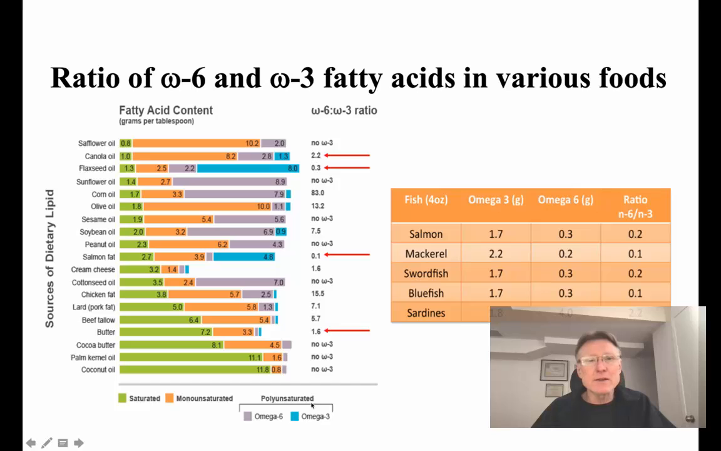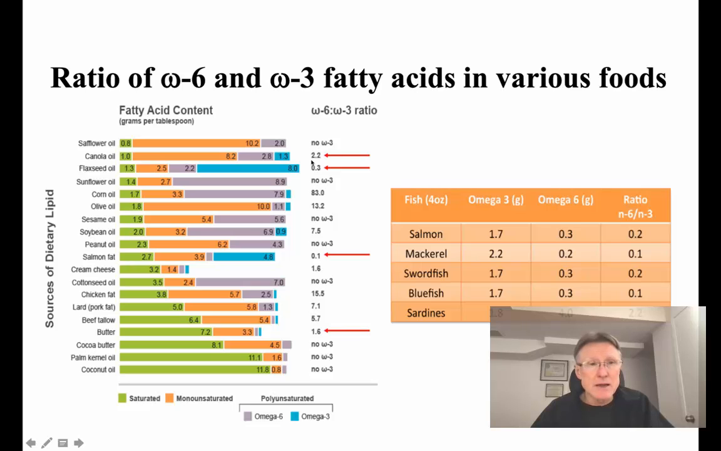Now, what we have here is the ratios, meaning that you take the content of omega-6 and you divide by omega-3. That will give you a ratio. So what we want here, as I spoke before, is less omega-6, more omega-3. So the lower the ratio, in theory, the better. I have four red arrows that I put here, because I just pinpointed the ones that have the lowest omega-6 to omega-3 ratios. Here is canola oil that has a ratio of 2.2.